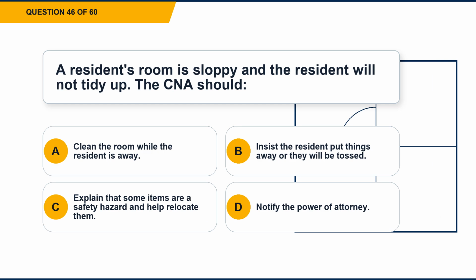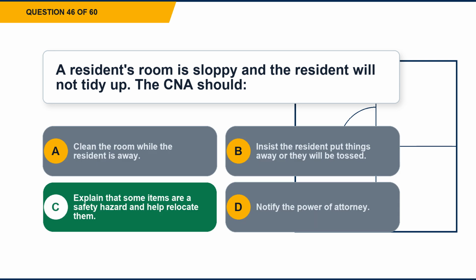Question 46. A resident's room is sloppy and the resident will not tidy up. The CNA should: Option A. Clean the room while the resident is away. Option B. Insist the resident put things away or they will be tossed. Option C. Explain that some items are a safety hazard and help relocate them. Option D. Notify the power of attorney.